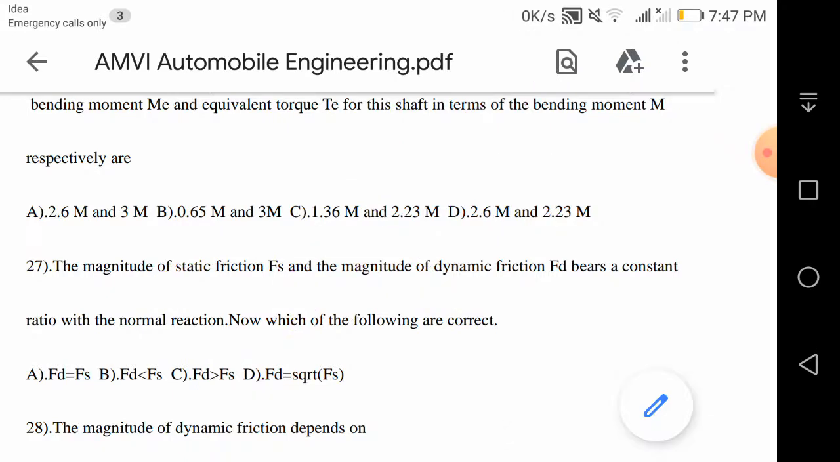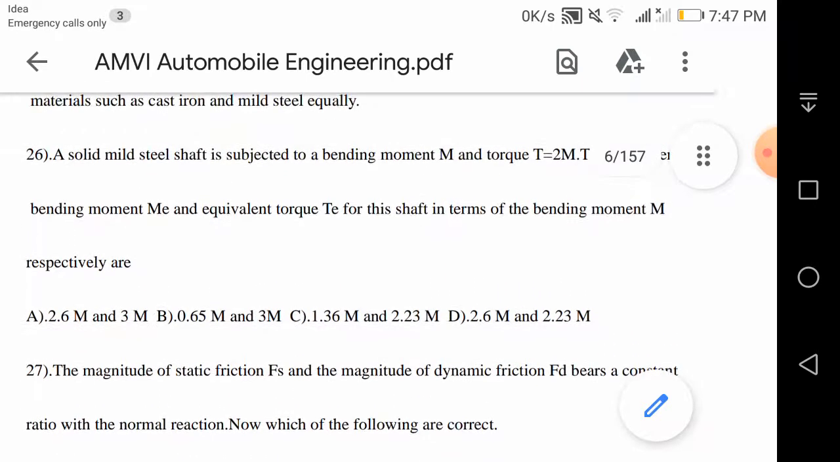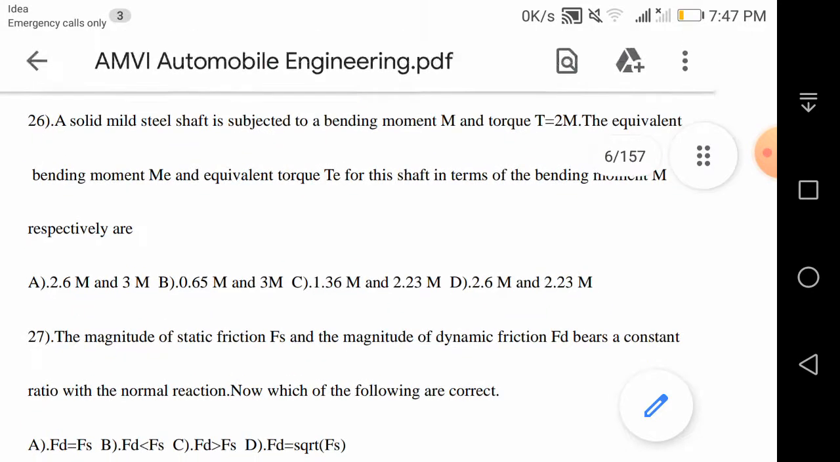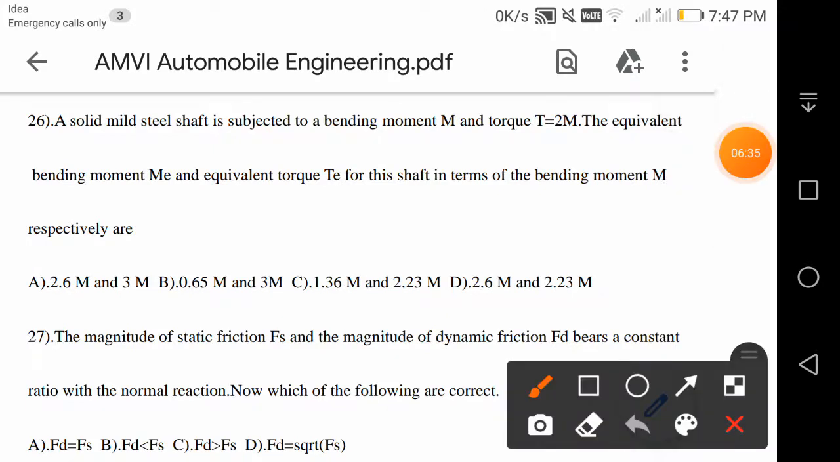He has also given that T is equal to 2M. So substitute this, for T substitute 2M, and get the expression for TE and ME in terms of M only. By doing so you will get the answer. D is the correct answer.